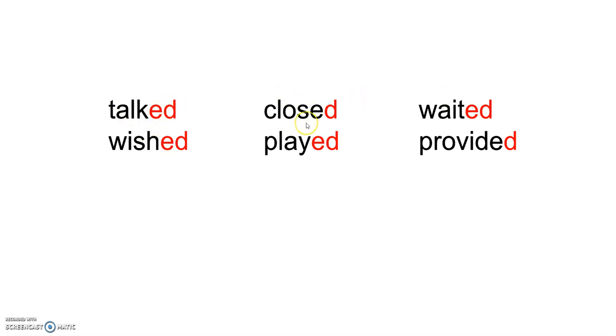Talked, closed, and waited have three different sounds. T, D, and an ED or ID sound. Why? Why do we have a difference? Well, actually the rule is very simple.